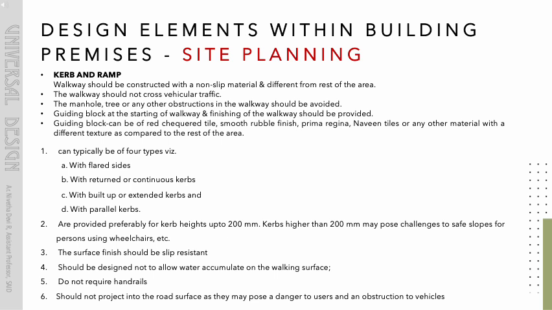Curb ramps can typically be of 4 types, viz. A. With flared sides. B. With return or continuous curbs. C. With built-up or extended curbs and D. With parallel curbs. Provided preferably for curb heights up to 200 mm. Curbs higher than 200 mm may pose challenges to safe slopes for persons using wheelchairs, etc.